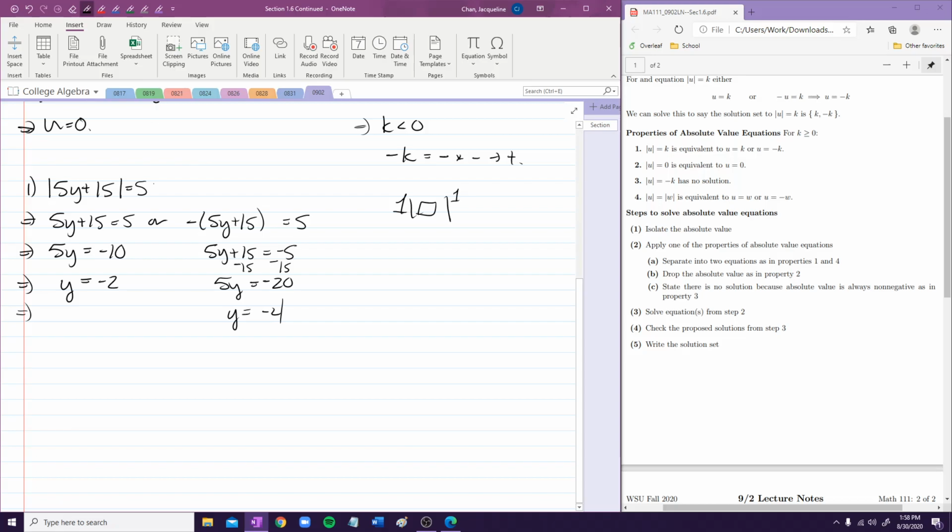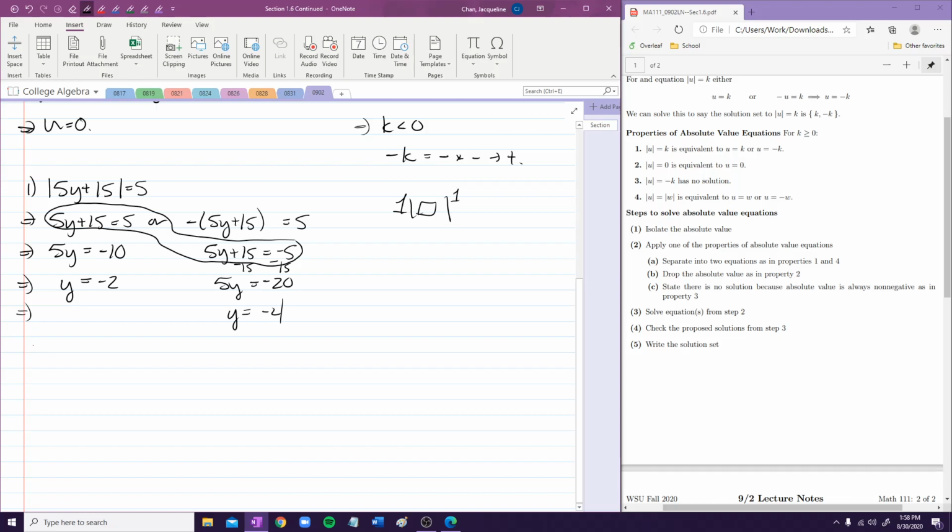Okay, we used property 1. We applied property 1 and we put it into 2 equations. So we did that, and then we solved the equations. So we did step 2 by solving for y. Now we have to check the proposed solutions.